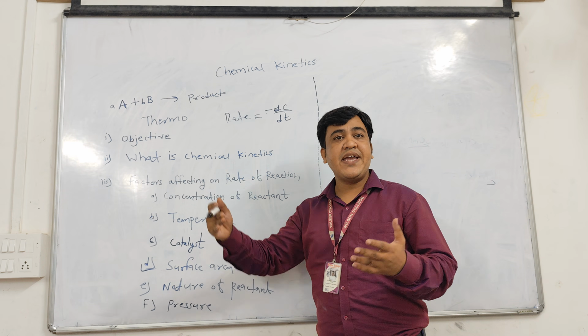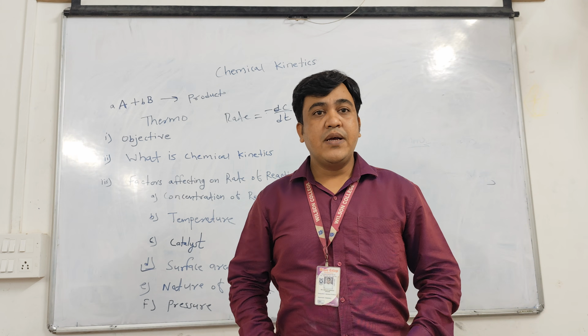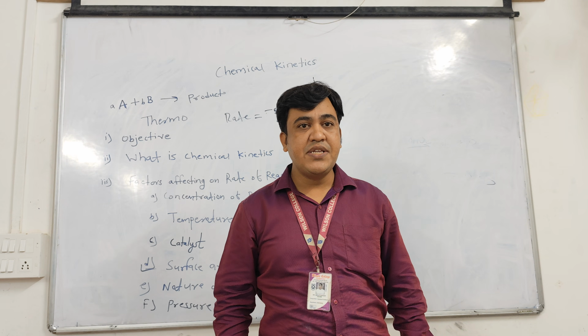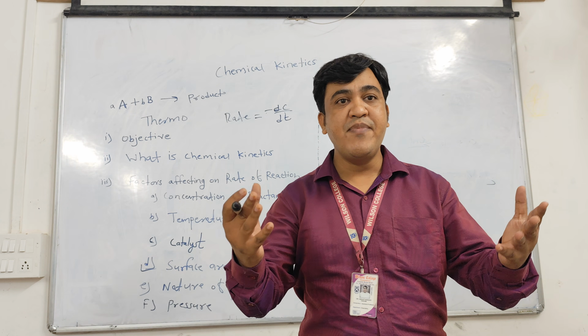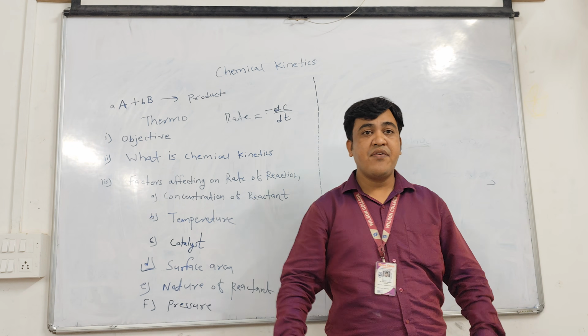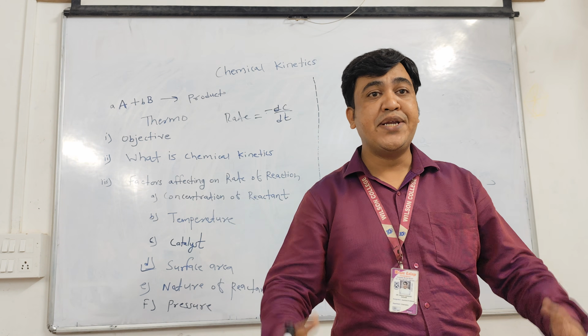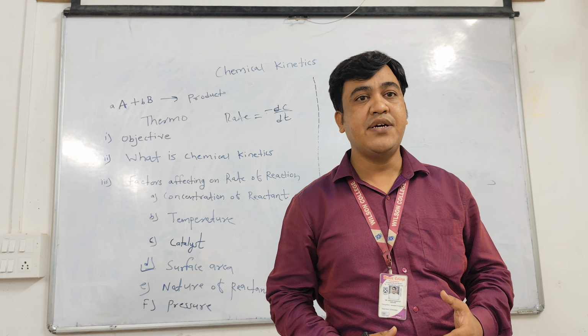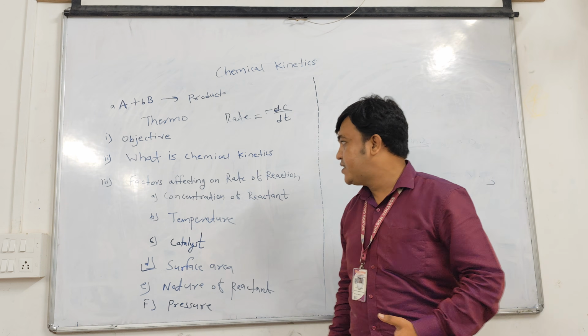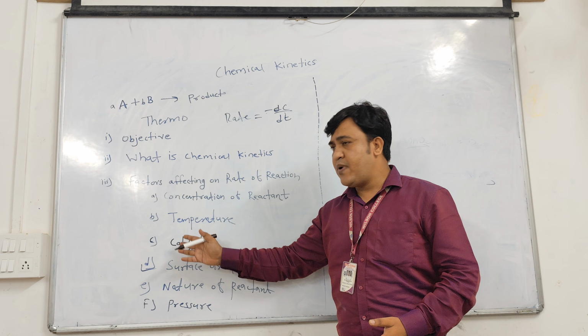So what is meant by chemical kinetics? Chemical kinetics is a branch of physical chemistry which deals with the study of the rate of chemical reaction, the mechanism of chemical reaction, and the factors affecting the rate of chemical reaction. So let's take the various factors.